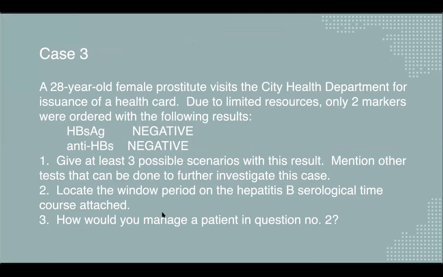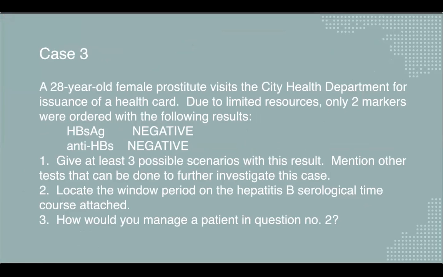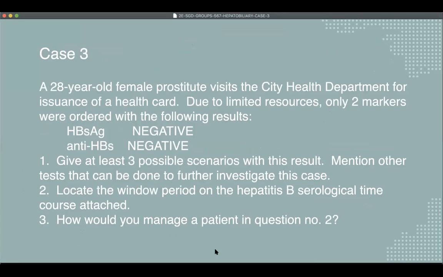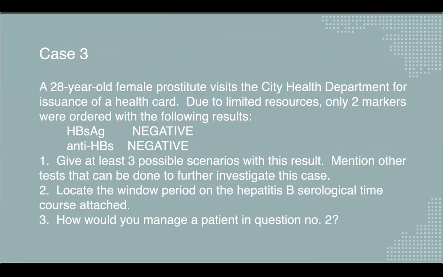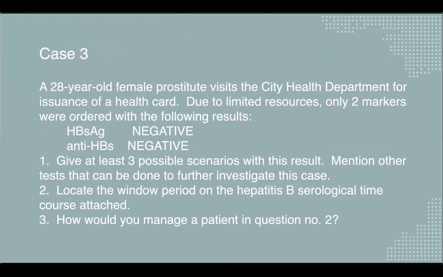Case 3: a 28-year-old female prostitute visits the city health department for issuance of a health card. Due to limited resources, only 2 markers were ordered with the following results: HBsAg negative, anti-HBs negative. For the 3 guide questions, number 1: give at least 3 possible scenarios with this result. Mention other tests that can be done to further investigate the case.